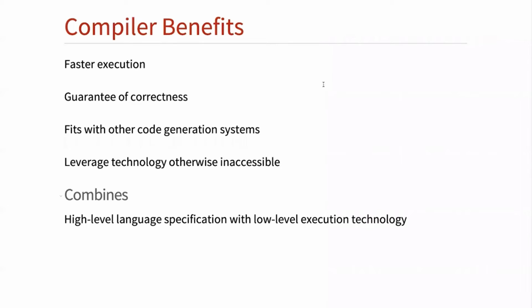So benefits were faster execution, you get a guarantee of correctness, much more than a regular Wolfram language program. If it compiles, it's probably going to do what you want, and it's probably, though not always, going to be beneficial. It fits nicely with other code generation systems. It's a good way of leveraging external technologies, even going down to GPUs, and I'll be showing some of that. So it's high-level language specification with low-level technology.